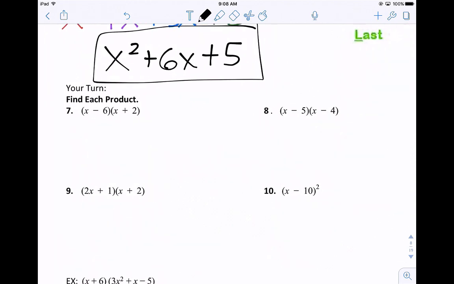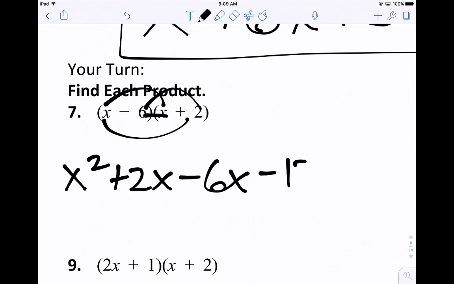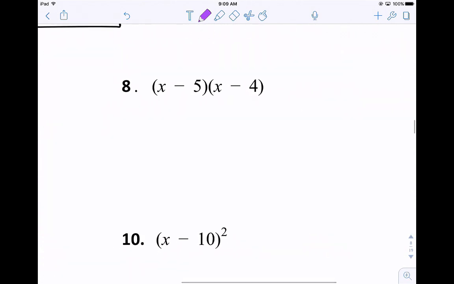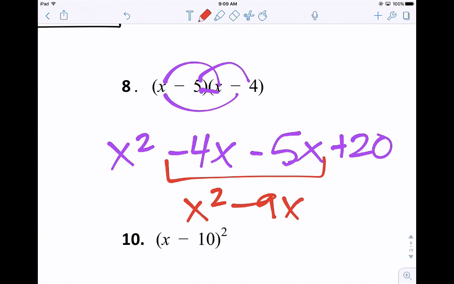So we can try FOIL a few more times, and then you can choose on the assignment. Do you like FOIL? Do you like the box method? You can choose. All right, so here it is. First, x squared. Outer, inner, last. Combine like terms. So we'll get x squared minus 4x minus 12. Okay, let's do it again. First, outer, inner, last. A negative times a negative is a positive. Combine like terms, and you'll get x squared minus 9x plus 20.